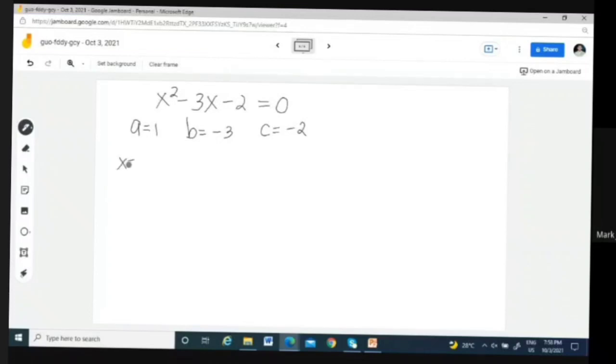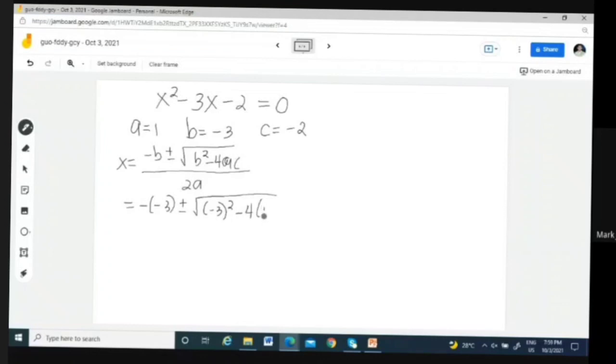Following the formula, x is equal to negative b plus and minus the square root of b squared minus 4ac, all over 2a. All you have to do is substitute the given values of a, b, and c. We have negative times the value of b, which is negative 3, plus and minus negative 3 squared minus 4 times 1 times negative 2, all over 2a. So we have 2 times 1.